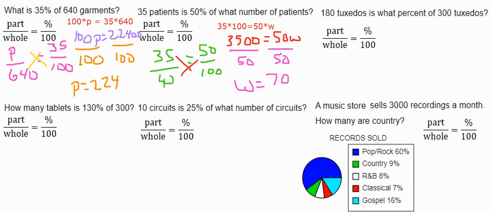The last one here on the top right is: 180 tuxedos is what percent of 300 tuxedos? Well, in this case, read it carefully, because sometimes the part can be larger than the whole, but in this case it's not. If we had said, hey, 18 eggs is what percent of a dozen, you would say it ends up being 150%. So you can have a larger number for the part.